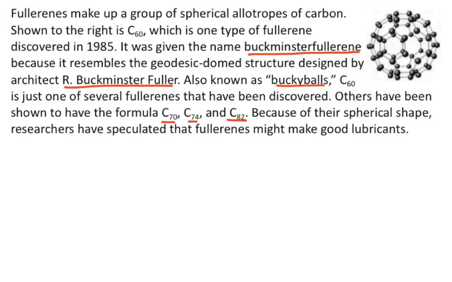Now, because these carbon allotropes have a spherical shape, the proposition is they make good lubricants. Why don't we know this for sure? Because these are very difficult and very expensive to produce, at this point they don't make a lot of sense to use as a lubricant. Whereas graphite, on the other hand, is very easy to produce, cheap, readily available. That's why it gets used.